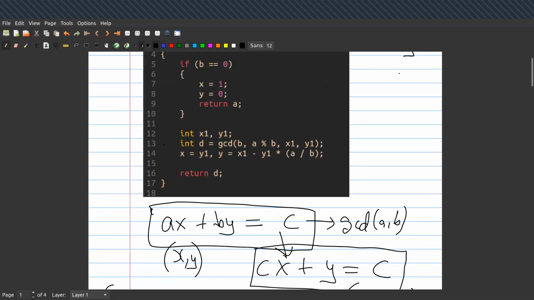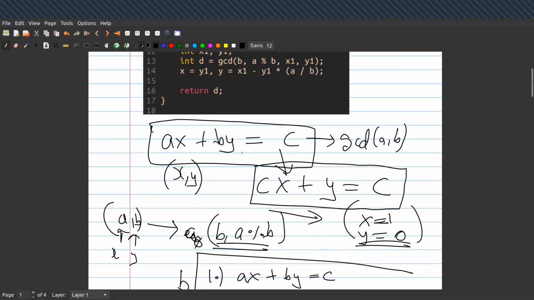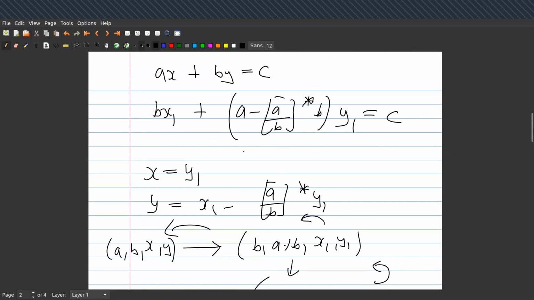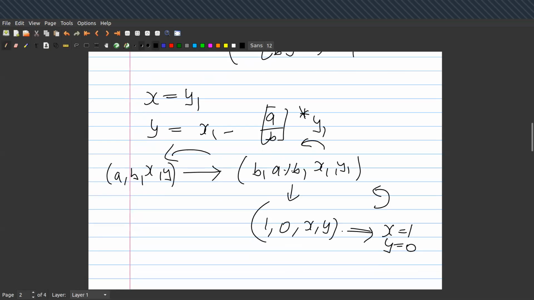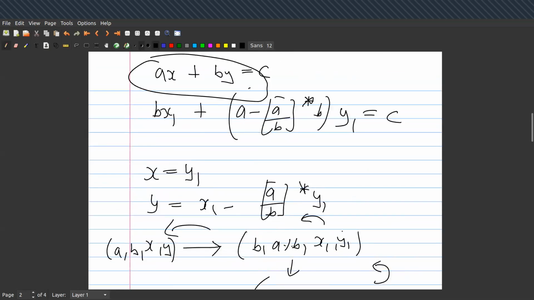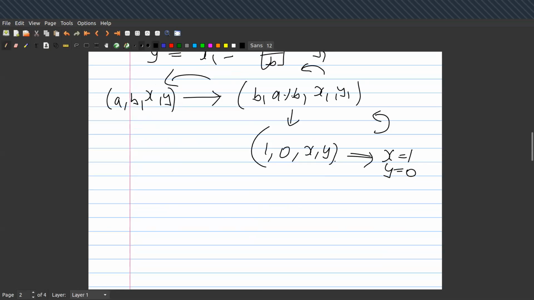So let me just go over this again. We wanted to find a solution for ax plus by equal to c. We represent this state as a comma b comma x comma y. For this, we find the solution for b comma a mod b comma x1 comma y1, and then we go ahead like this until we reach the stage 1 comma 0 comma x comma y, the solution for which we already know: x equal to 1 and y equal to 0. Then we backtrack to the original problem and get the solution for that.